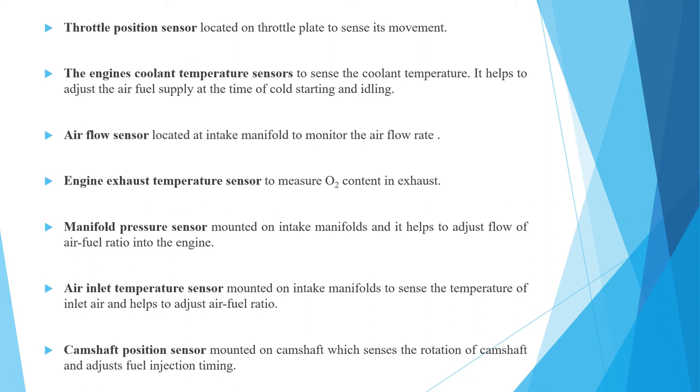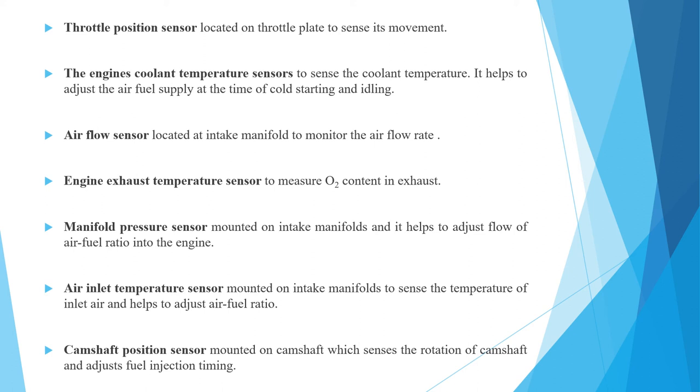Next is the airflow sensor, which is located at the intake manifold to monitor the airflow rate. Next is the engine exhaust temperature sensor, which is used to measure the oxygen content in the exhaust. This sensor is also known as the lambda sensor or the O2 sensor. Next is the manifold pressure sensor, which is mounted on the intake manifold, and it helps to adjust the air fuel ratio into the engine.